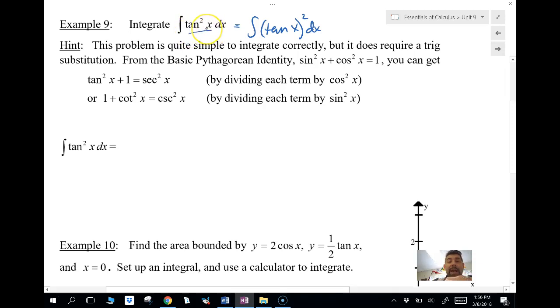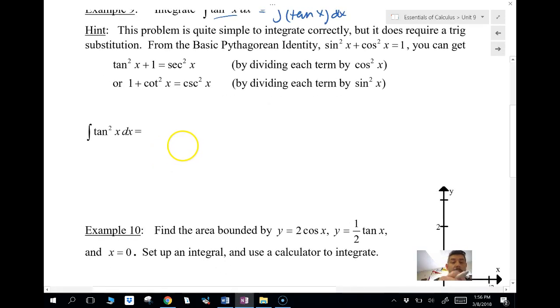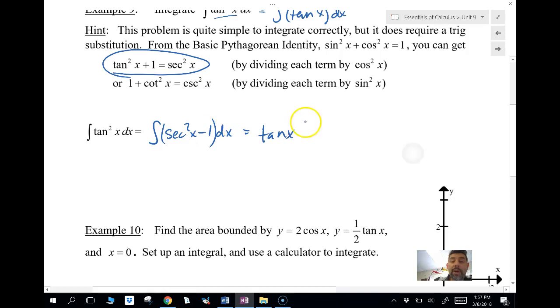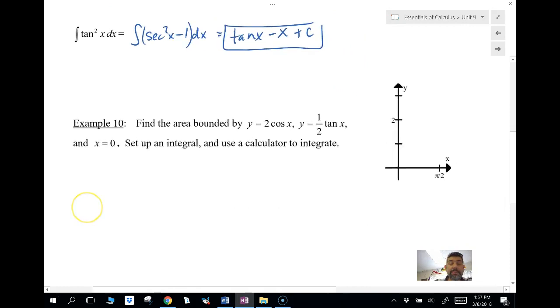So sometimes we might have to use a Pythagorean identity or some sort of trig identity in order to do this. So we're going to go and convert this using this trig identity right here. So this is going to be secant squared minus 1 dx. We do know the antiderivative of secant squared. The antiderivative of secant squared is tangent x. And the antiderivative of 1 is just x. And there we go. We got it. All right. So sometimes you might have to use that identity. Let's look at the last one here.